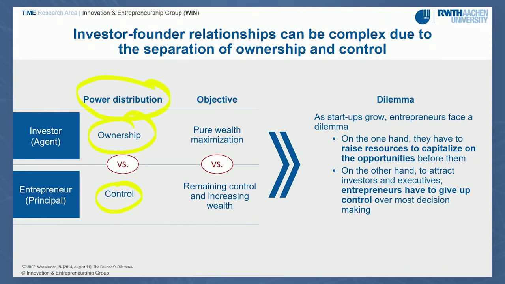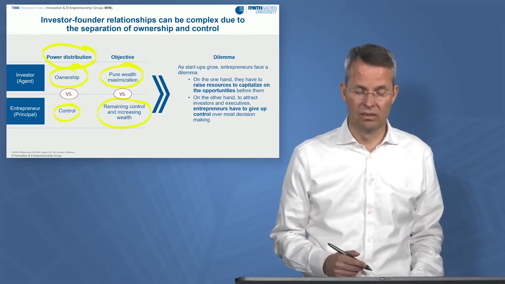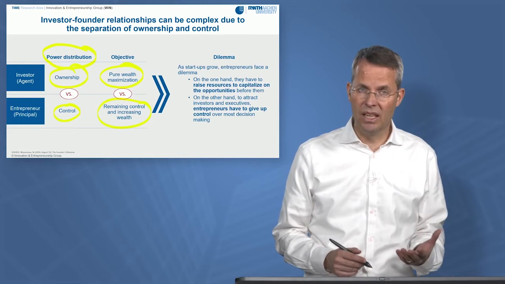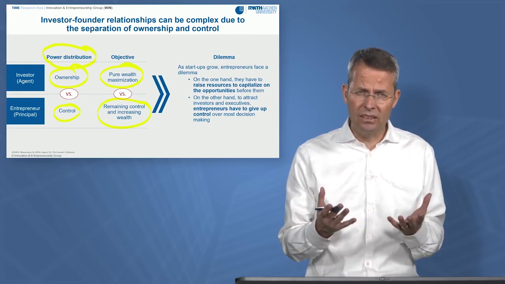And you have to design that according to the objectives of the investor. The investor has wealth maximization as an objective. Actually, I don't want to run a company. I just want the company being run successfully, so that I can make my money. On the other hand, the entrepreneur wants to remain in control and also increase his wealth. So he has different goals. Remember the divergence of interest? Here is a divergence of interest. Different goals, different objectives. And you have to balance that.